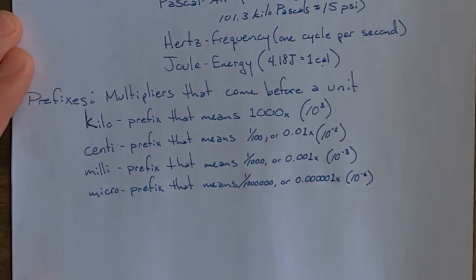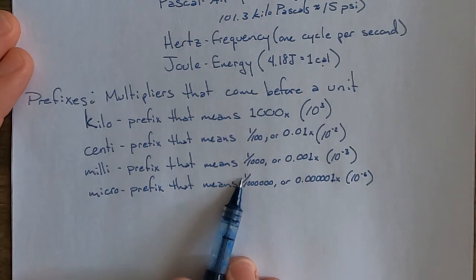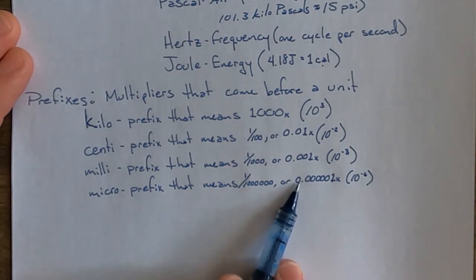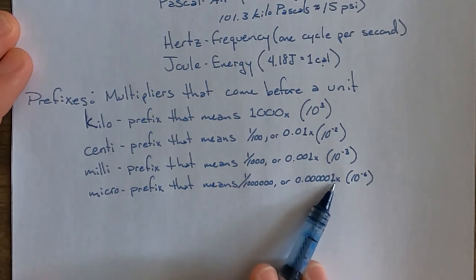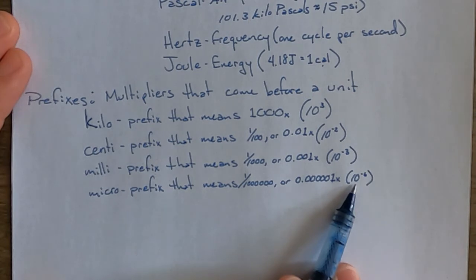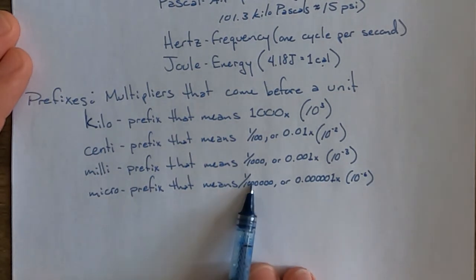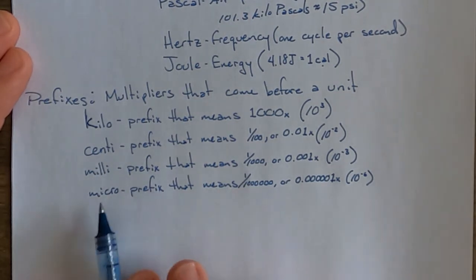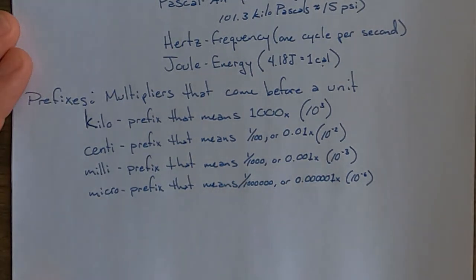This is the one that I had talked about earlier, micro. Micro is a prefix that means 1/1,000,000th, or 0.000001 times whatever comes after it, and its meaning in scientific notation is 10 to the negative sixth of whatever comes after it. And so a microsecond is 1/1,000,000th of a second. A microgram is 1/1,000,000th of a gram.